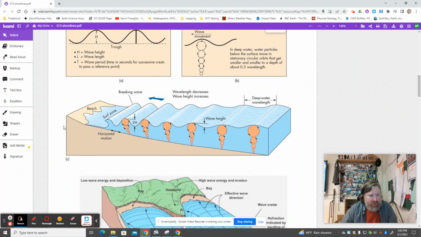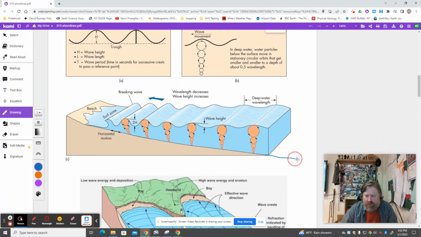Deeper than that, which this diagram doesn't go, the orbitals aren't contacting the ground. The wave energy is just moving towards the shore. Again, water molecules are not. But once it starts to hit the ground, at about half the wavelength, some interesting things happen. It's going to slow down as it's dragging on the bottom. The amplitude, the height, will start to get bigger. The waves get closer and closer together because they're slowing, and eventually will begin to break.